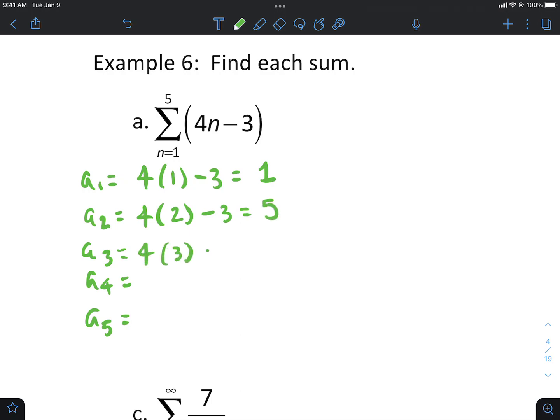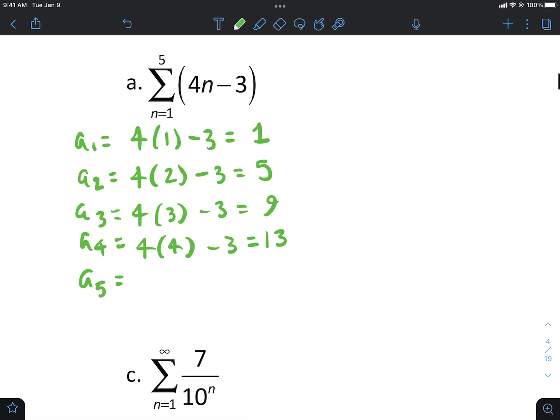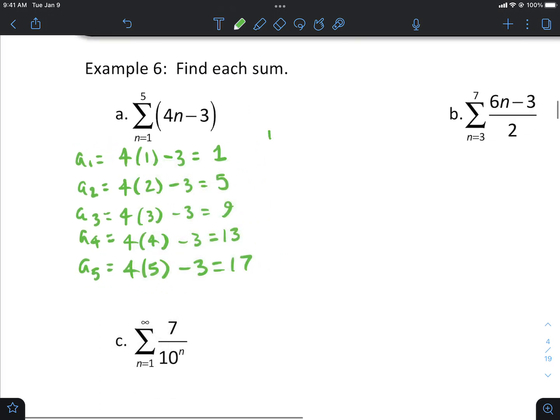4 times 3 minus 3 is 12 minus 3, that'd be 9. You can see a pattern going on here. This would be 16 minus 3, which is 13. The last one would be 17. Then all you have to do is 1 plus 5 plus 9 plus 13 plus 17, and apparently that comes out to 45.